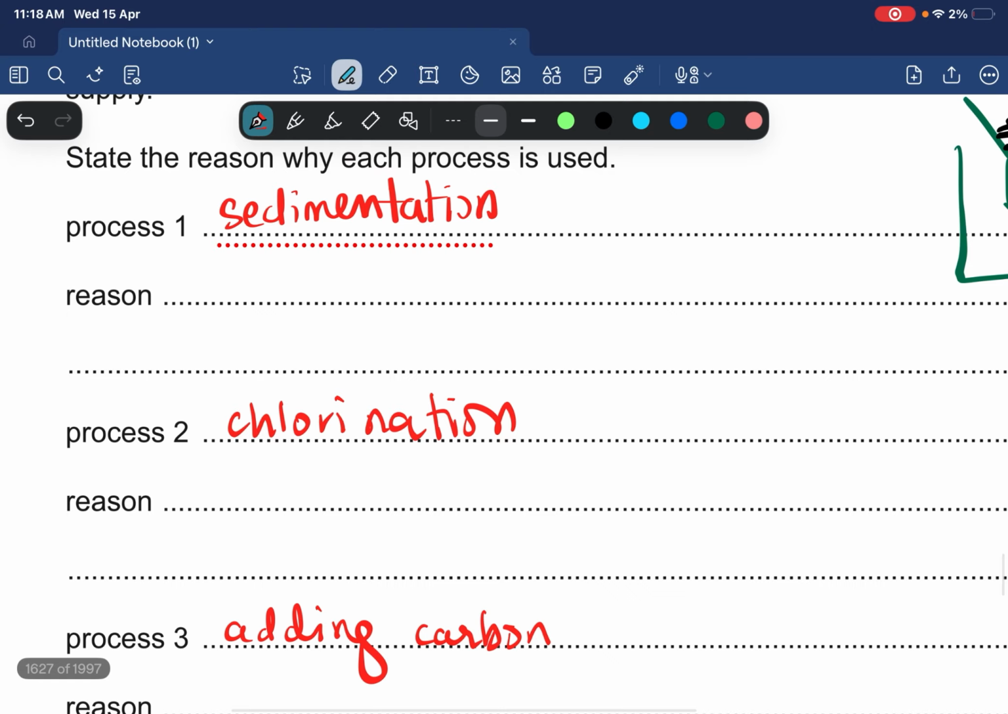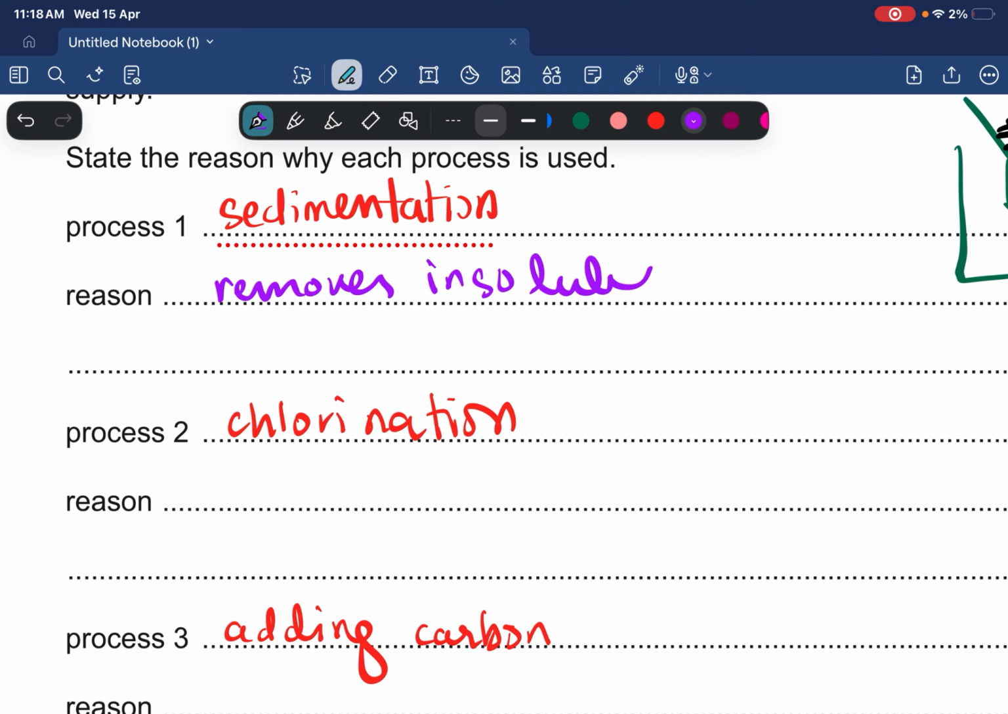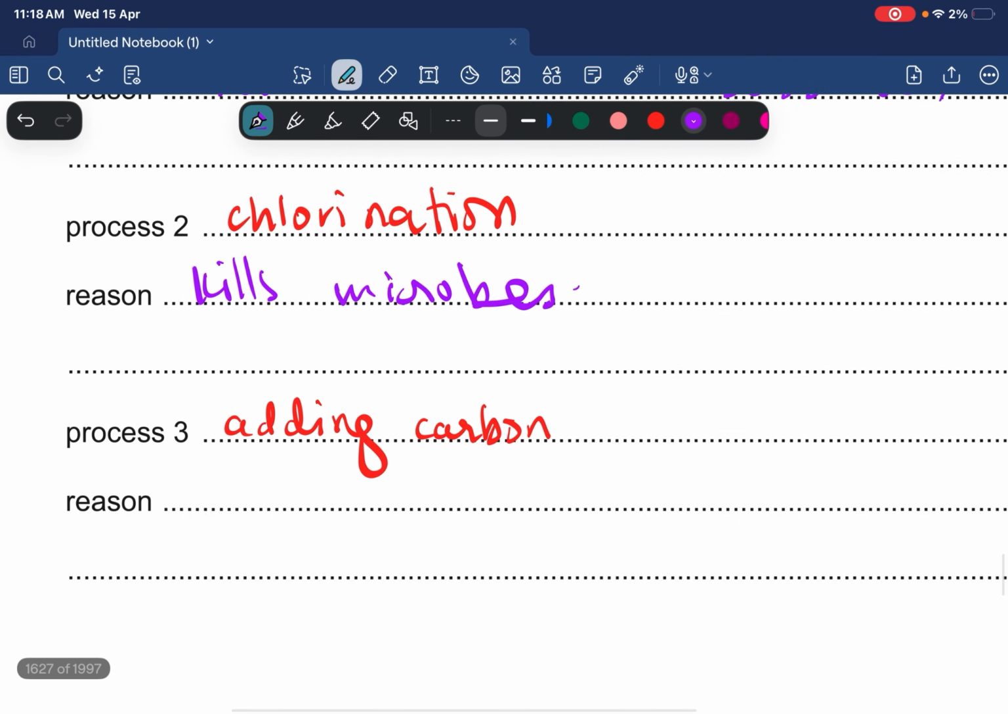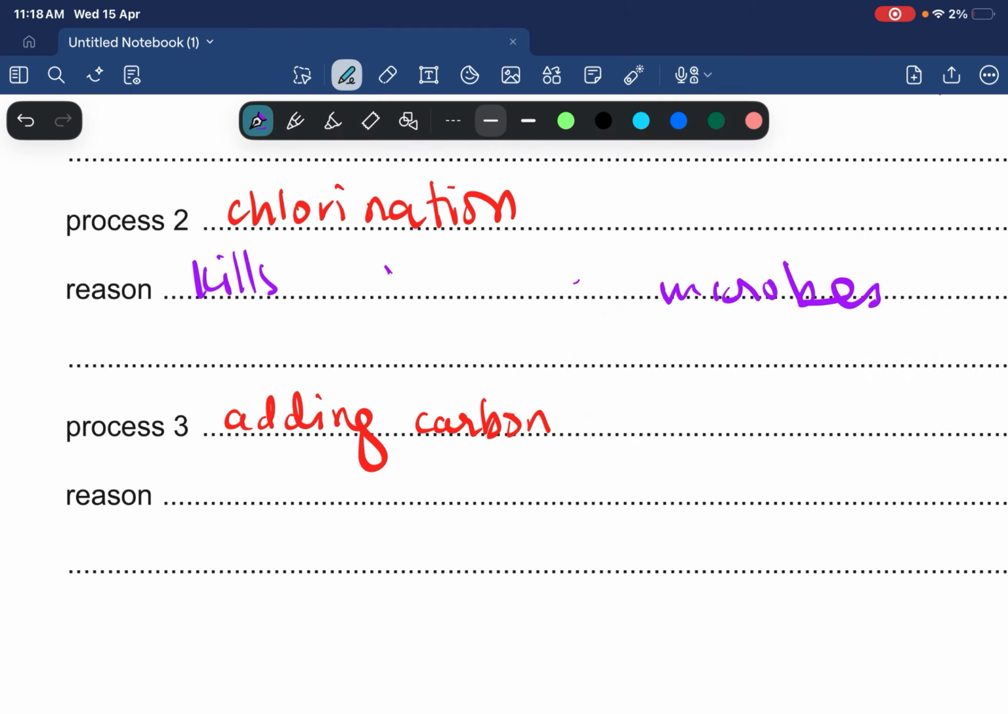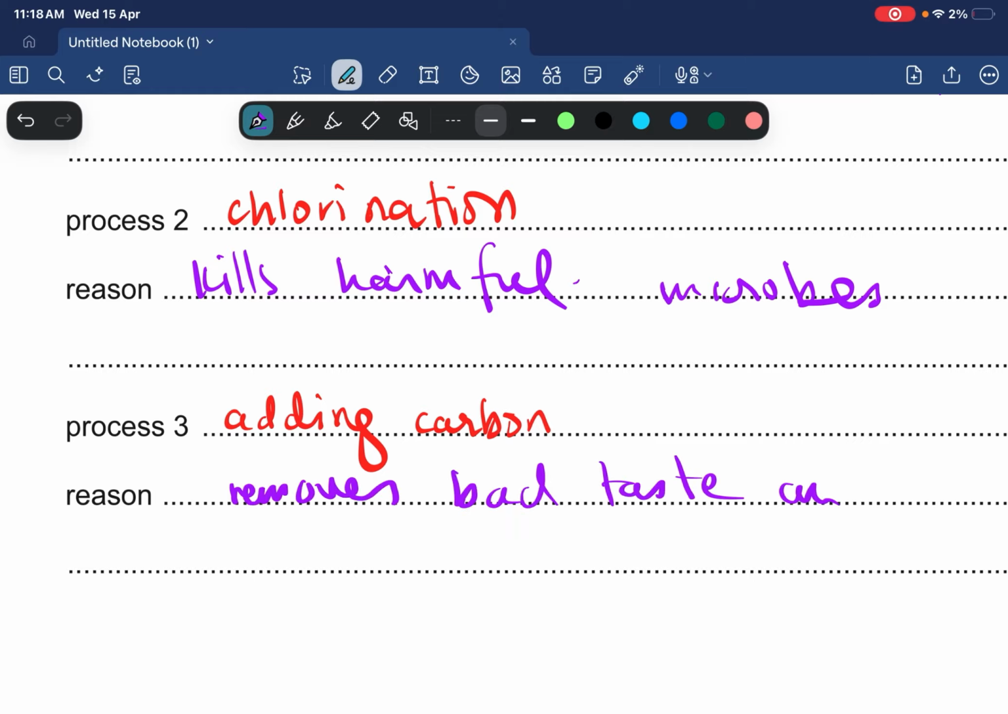Adding carbon. Sedimentation, what does it do? Removes insoluble substances. Chlorination kills microbes. Microbes means harmful bacteria and other bacteria as well. We say kills harmful microbes. Adding carbon, it removes bad taste and any smell or odor in water.